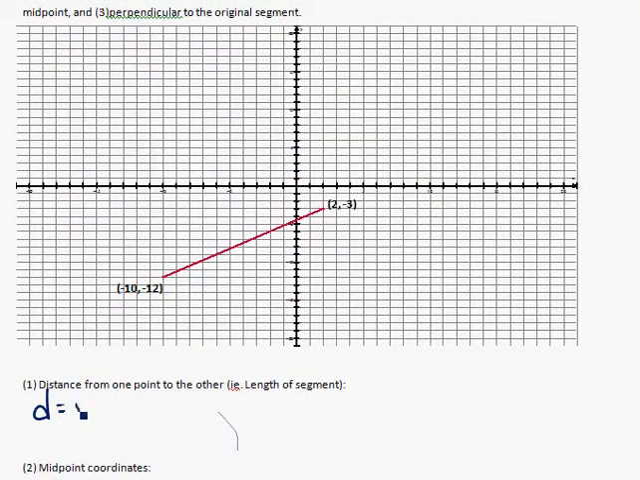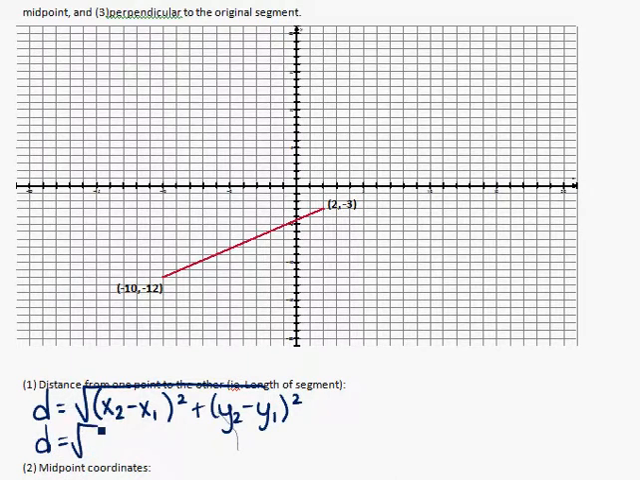D equals the square root of x2 minus x1 squared plus y2 minus y1 squared. I'll use the point 2, negative 3 as my point 2, and negative 10, negative 12 as my point 1. But it doesn't really matter which point I use as point 2 and which point I use as point 1. Even when you're using the distance formula, the order doesn't really matter. Other formulas like slope are a lot more sensitive. In this formula, we don't have to be all that picky.